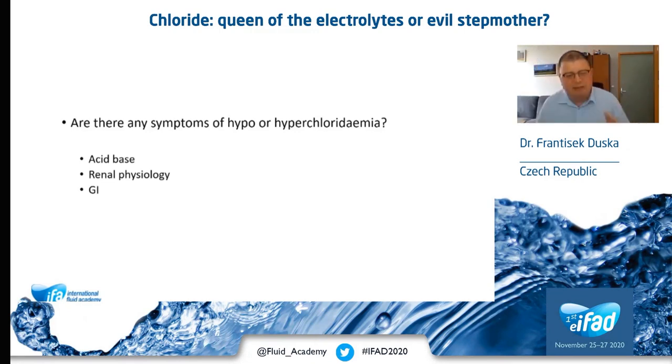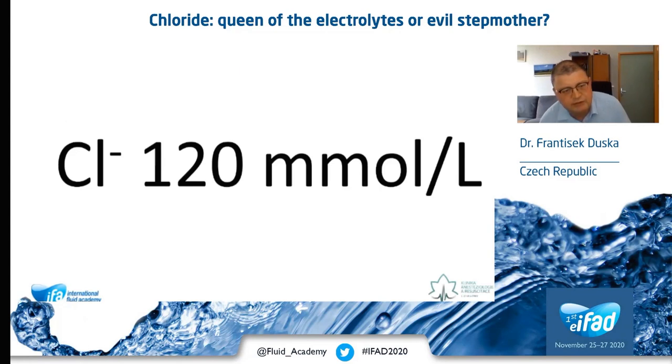So let's have a look at acid base first. Imagine a patient with a chloride level of 120, okay? Normal levels are between 96 and 106, let's say. Well, so this is hyperchloridemia, isn't it? So you would suppose this patient to be acidotic and hyperchloremic, don't you? Well, is it the case or is it not? Well, let's have a look.